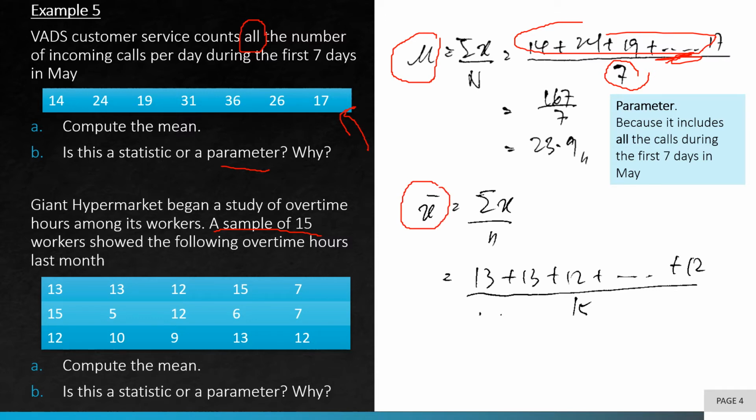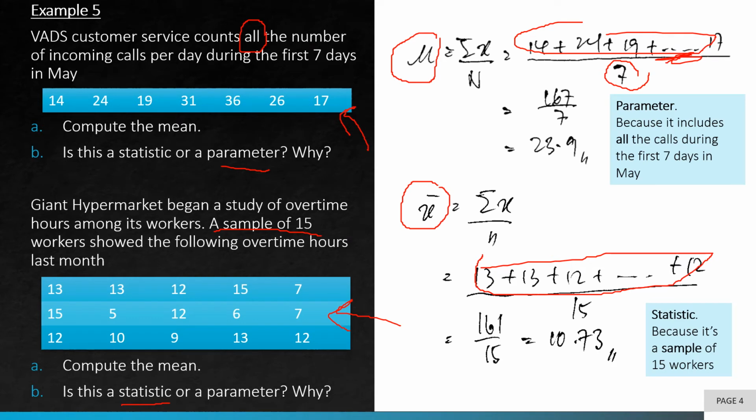Again, you need to add all of the values in your sample, see up here, which are all of these values, and divide by the sample size, which is 15. So what do you get? You'll get 10.73. So is this a statistic or a parameter? This is a statistic, because it's a sample of 15 workers and not the population.